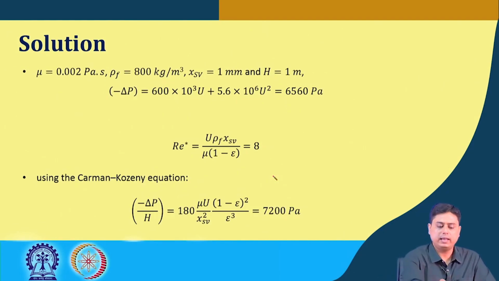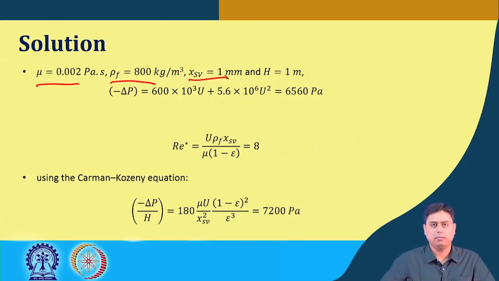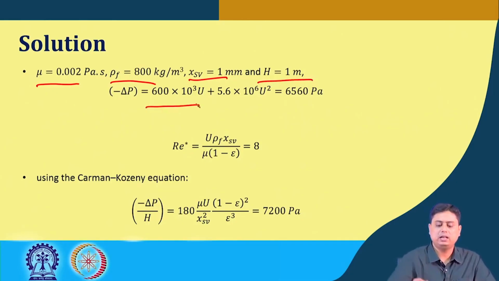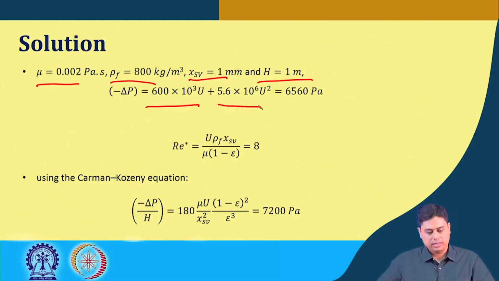So, this is again the summary, that we have mu, del rho f, which is the fluid density, we have the particle size, we have the depth of the bed. So, the viscous term and the inertia term.